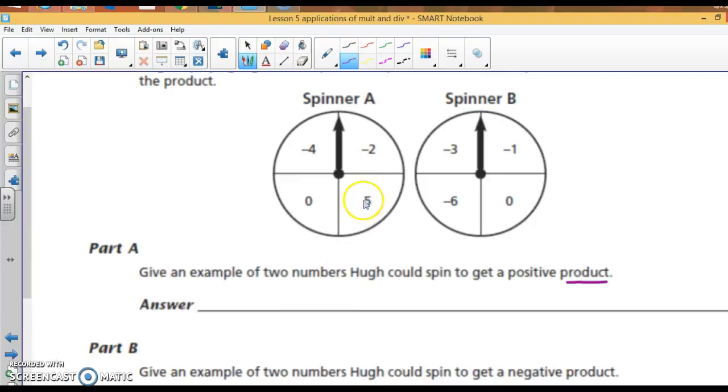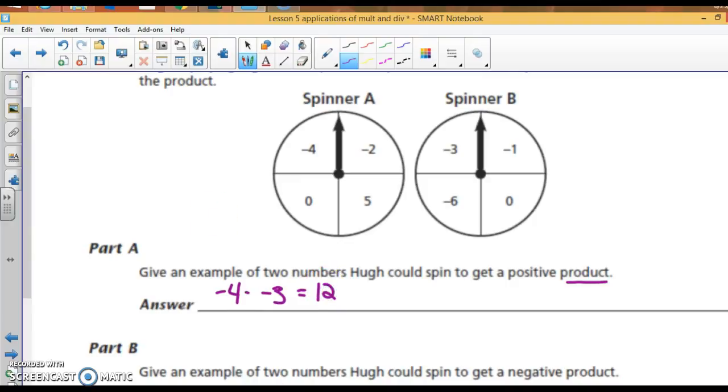I only have a positive 5 here. I don't have any positives over here, so I cannot use this 5. I can't do 0 by anything because 0 is neither positive or negative. It's neutral. It's right in the middle. So I need to do a negative times a negative. So negative 4 times negative 3. That'll give me positive 12. And you can answer anything there.